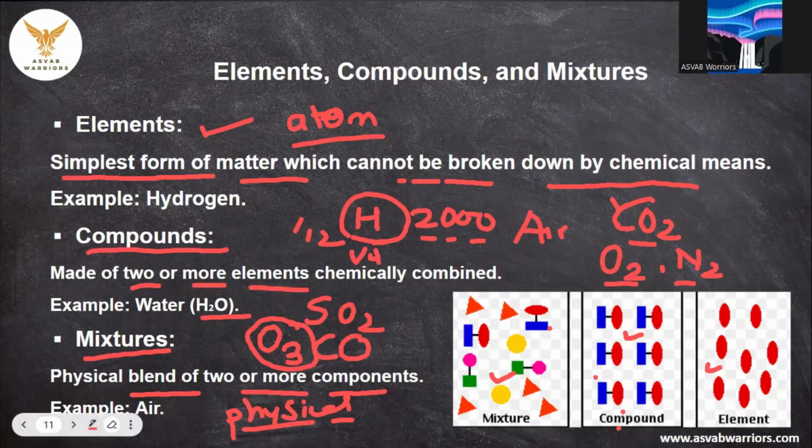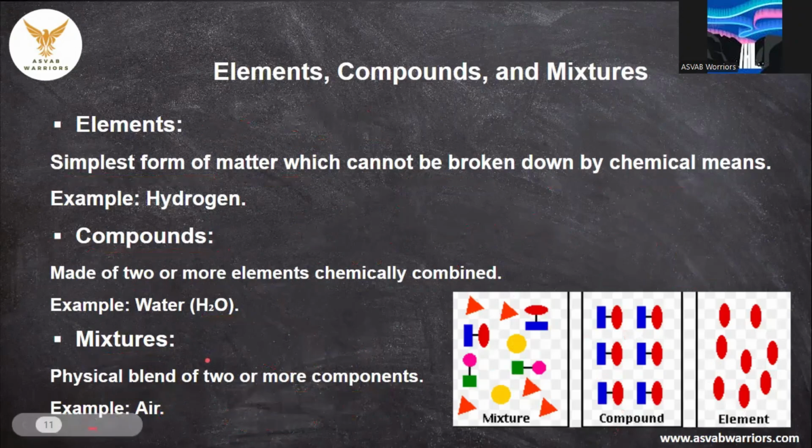Just a quick revision. Elements, compounds and mixtures. Elements are the simplest form which cannot be broken down by chemical means. Compounds are chemically combined with each other. They could be of the same kind or different kinds of elements. And mixtures are physically blended with each other to form that particular mixture.